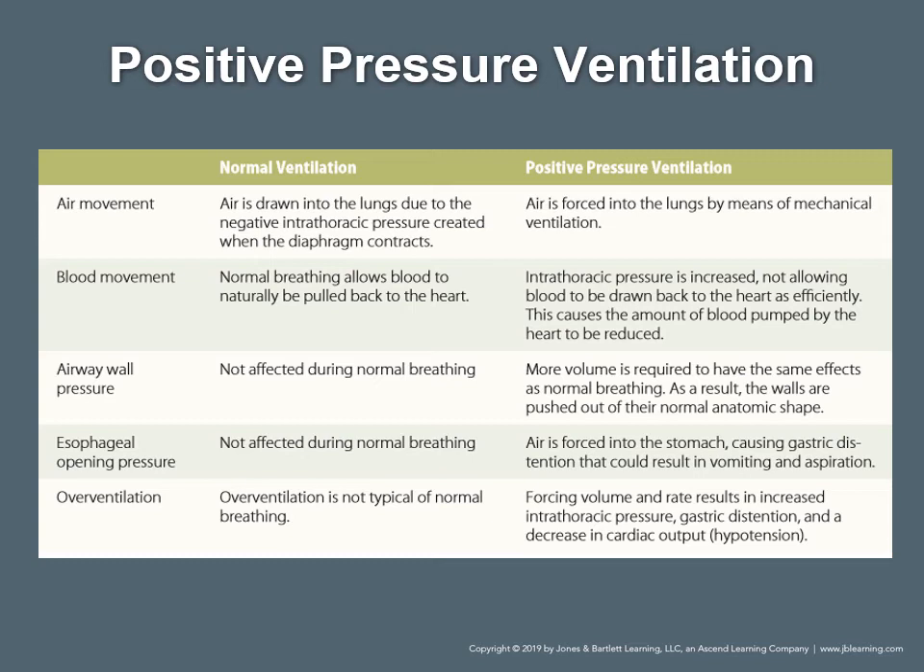Positive pressure ventilation causes the walls of the chest cavity to push out of their normal anatomic shape. There is an increase in overall intrathoracic pressure within the chest cavity. Venous blood flow is decreased due to the increased pressure in the chest. Advanced EMTs must regulate the rate and volume of artificial ventilations to avoid over-distension of the chest wall. The force generated from the positive pressure ventilation allows air to enter not only the trachea but also the esophagus, and this is a potential risk of gastric distension.